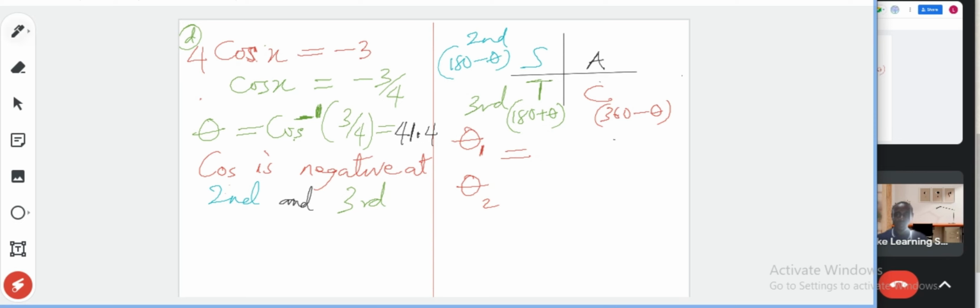Theta 1 for the second is 180 minus 41.4, which gives what? Oh, sorry, 41.4. I thought somebody said 138.6. 138.6 degrees. We leave angles to one decimal place. Theta 2 is what?